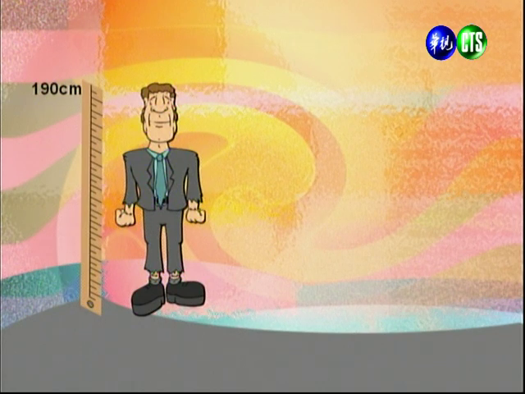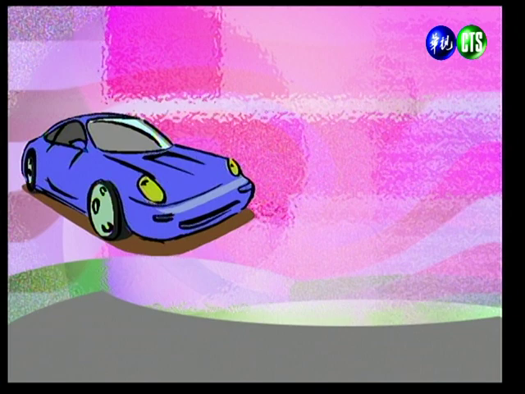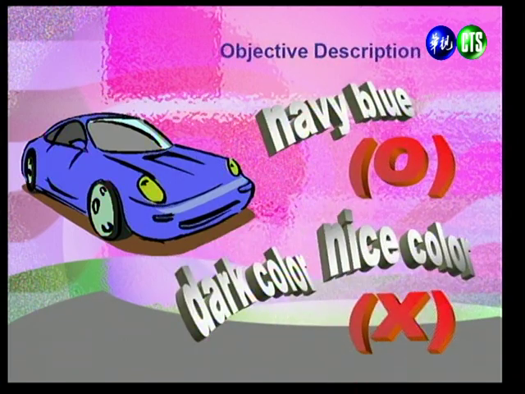And so, for example, it's better to say that a person is 190 centimeters tall rather than the person is quite tall. And also, it's better to write that a car is navy blue instead of just saying that the car is a dark color or that the car is a nice color.